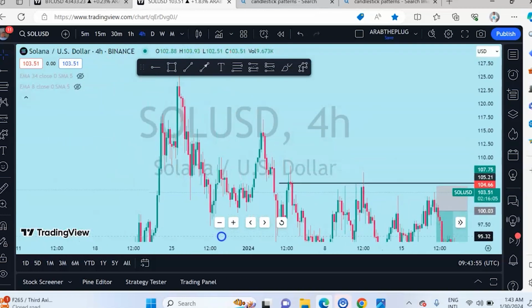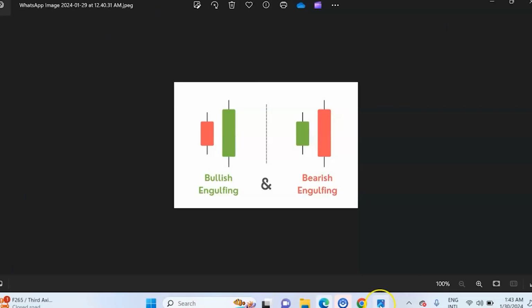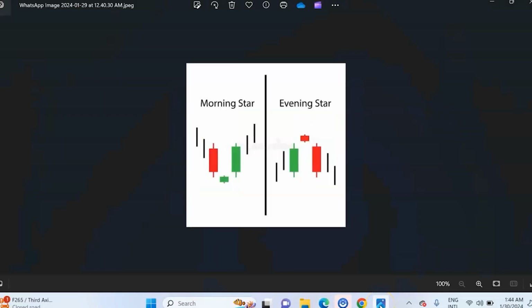So that is simply what a bearish engulfing candle and bullish engulfing candle are. Let's get to the second kind of candle we're talking about, which is the morning and evening star candle. The morning and evening star candle resembles the bullish and bearish engulfing candle. The only difference is that morning and evening star candles are a three candle formation. Bullish and bearish engulfing are just a two candle formation.